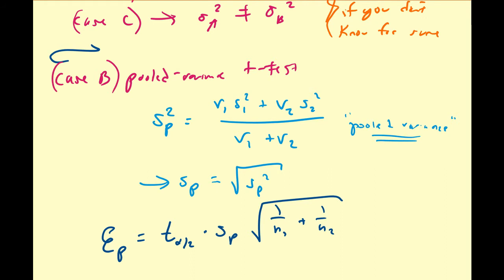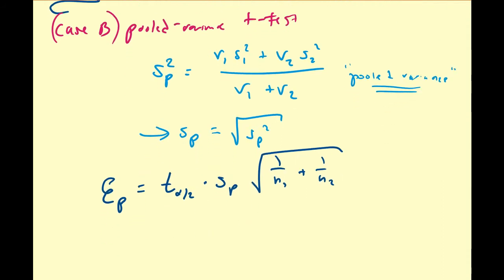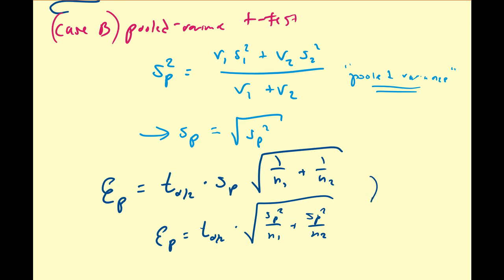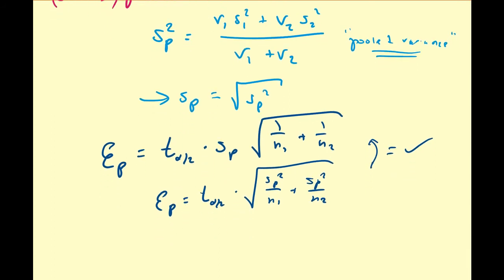And you may also see some people write this as t sub alpha over 2 times the square root of S_P squared over N1 plus S_P squared over N2. I leave it to you to algebraically verify that these are actually the same. All right, so once you have that, then your confidence interval, again, is the same. The confidence interval for mu_D is going to be equal to X bar D minus E_P and X bar D plus E_P.